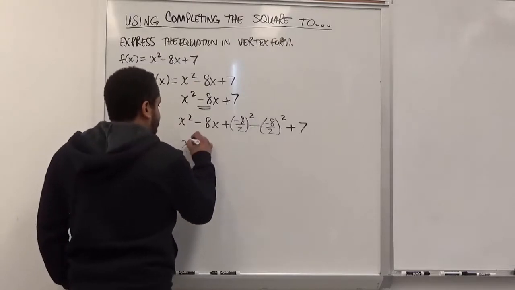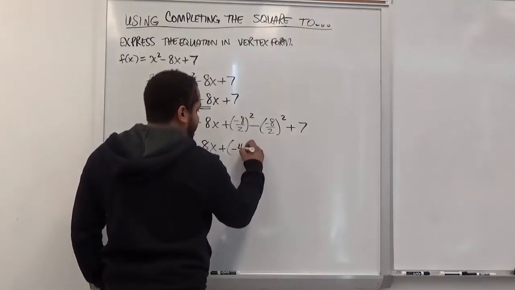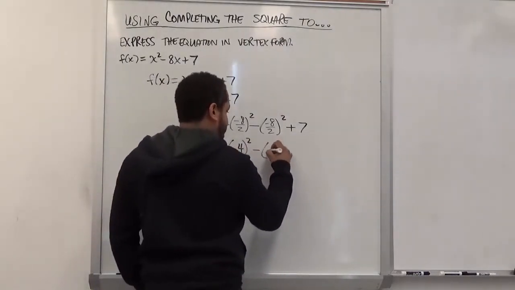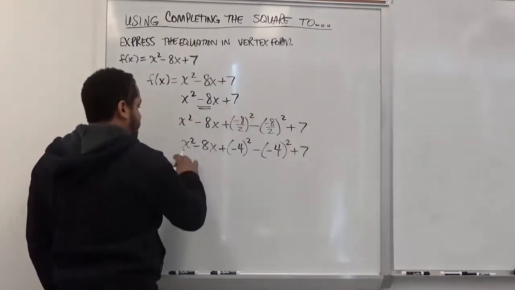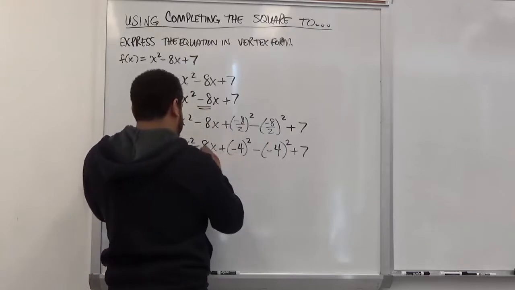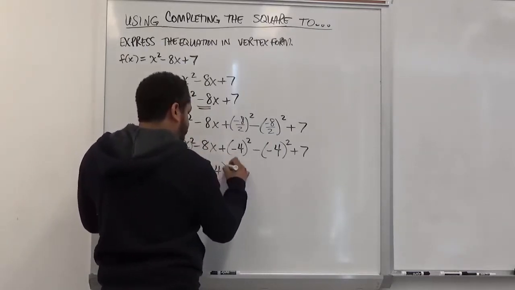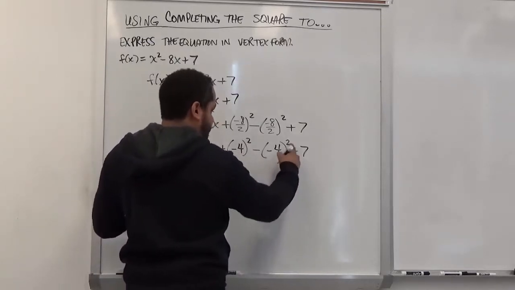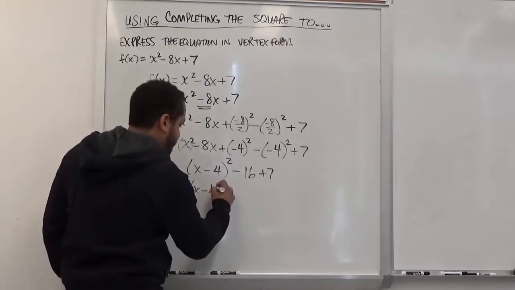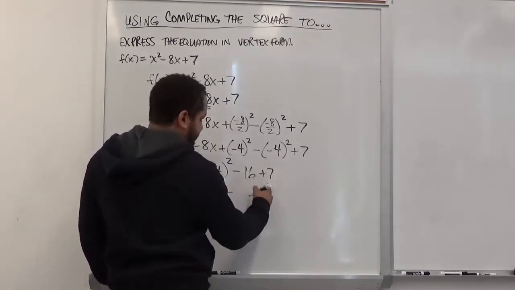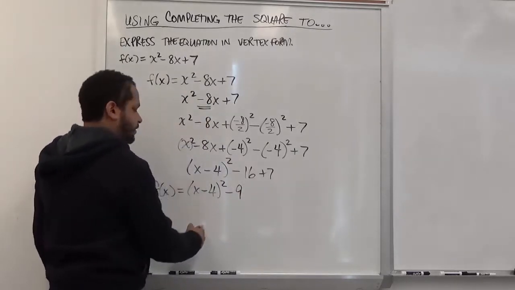Now here we have x squared minus 8x plus, negative 8 divided by 2 gives us negative 4. And this is x minus 4 squared, minus, again, negative 4 squared, plus 7. So here we have our completed square terms. We're going to take this value of x and combine it with the negative 4 to get our completed term. And negative 4 squared is 16, plus 7, and then we're going to simplify what we have. So here we have x minus 4 squared, minus 16 plus 7 is minus 9. And this is our completed square in vertex form.